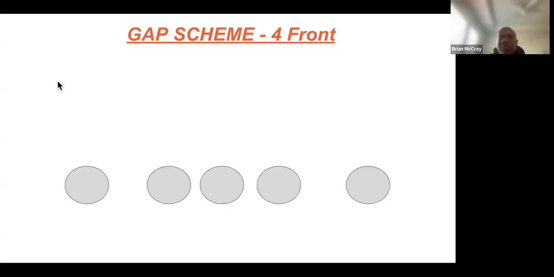okay, what about the four front? If you have a gap scheme, and you're trying to run spread and run your counter out of that, you're going to see, if you have the back on the right, a tight end here, counter this way, you're going to have a three technique guard, and you have the good old 4-2, and you have the end. So again, 1.5, 3 to 4, 1.5, 3 to 4.